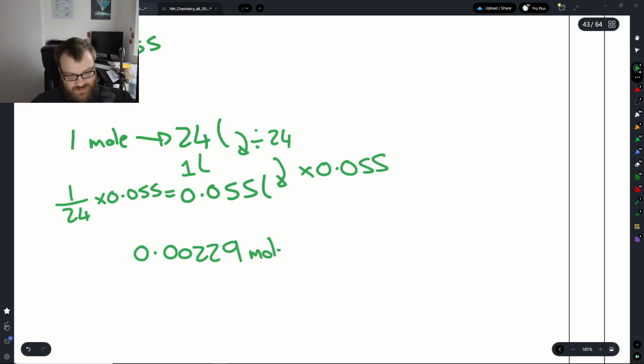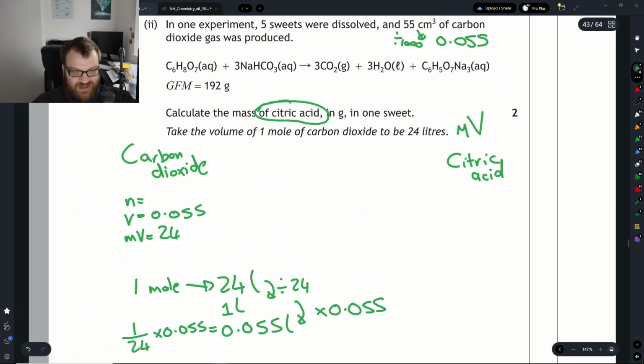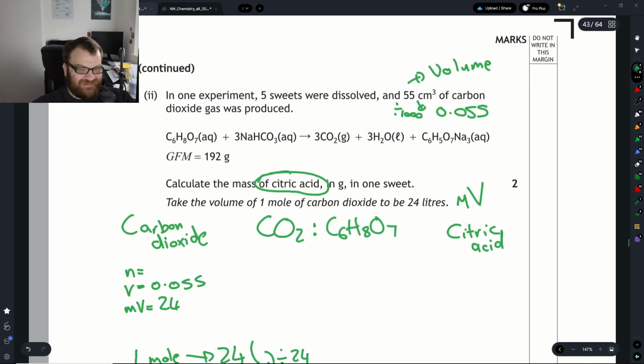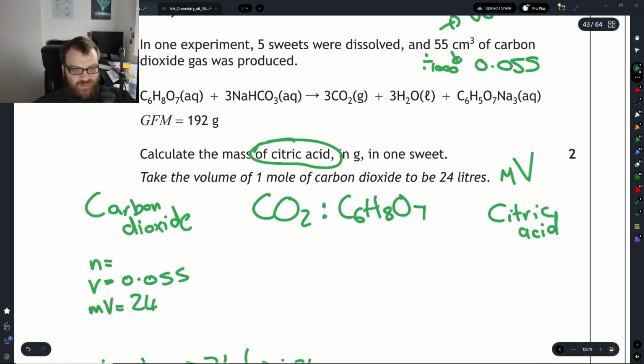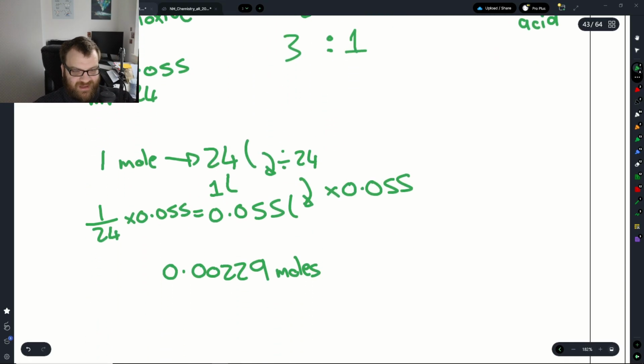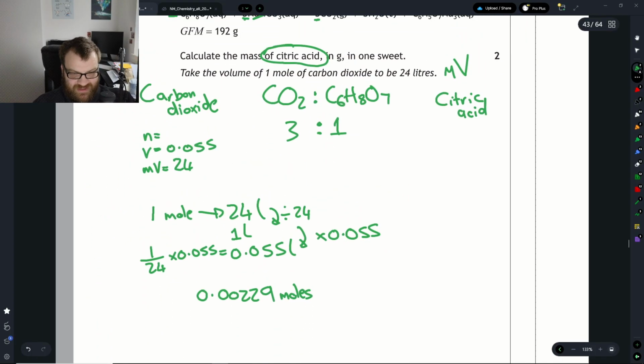Next up, if we're dealing with two different chemicals, we need to do a ratio of CO2 to citric acid. Just check there. If you look up at the top, it tells you what citric acid is, in case you're not sure which one it is we're dealing with. Therefore, we have got a 3:1 ratio. 3 there, 1 in front of that. If you pick the wrong chemical, you would think it's a 3:3 ratio, which will throw everything off. This means I need to divide my answer by 3. It is small enough as it is. So we've got 0.0009.